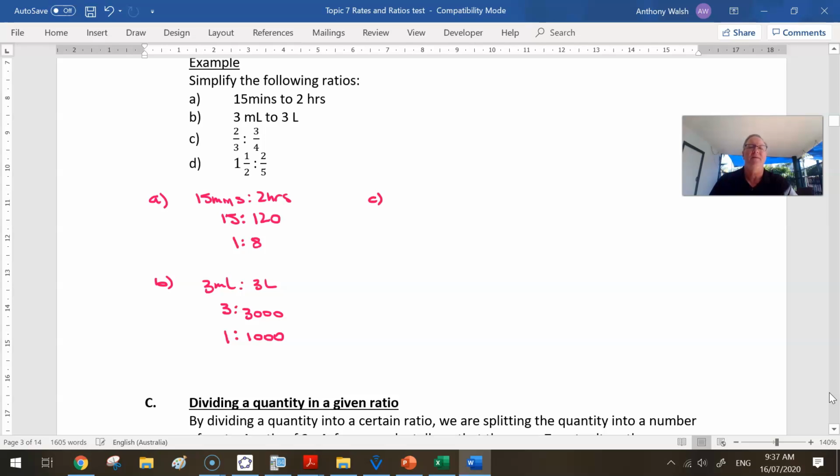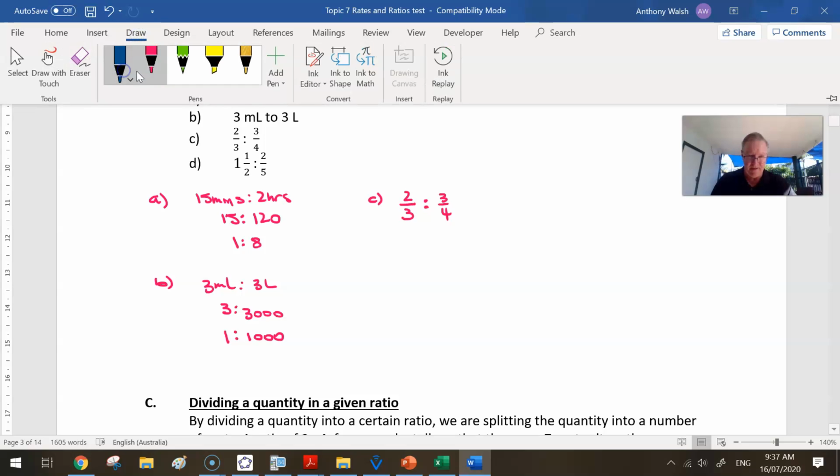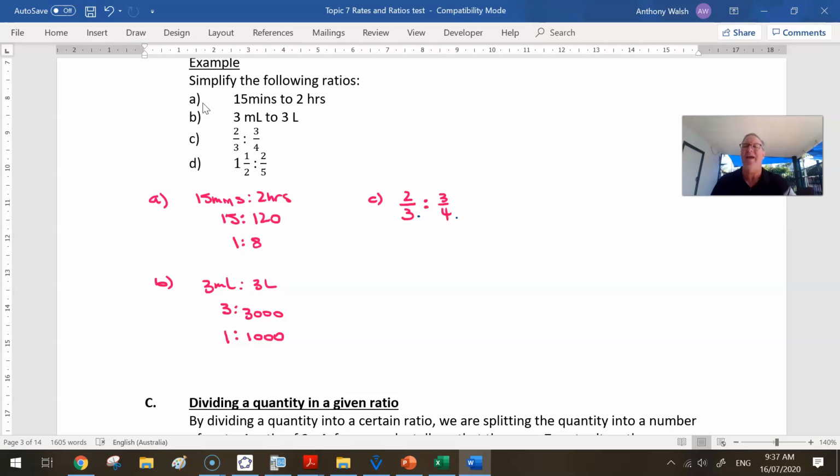Alright, C. Now, what about if we had fractions and we want to compare them as a ratio? I've got the ratio 2/3 as to 3/4. Well, this looks hard, but it's probably simpler than anything else. Because here's a little trick. If you have fractions like this, all you need to do to take the simplest form is take the two denominators, 3 and 4, and do some cross multiplying.